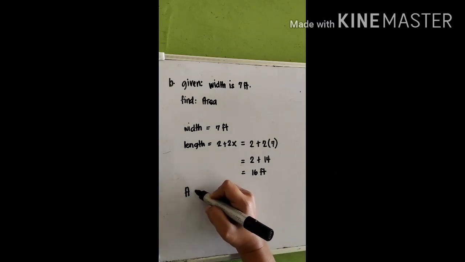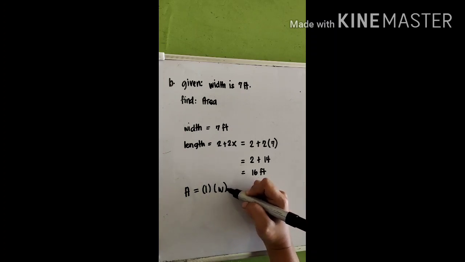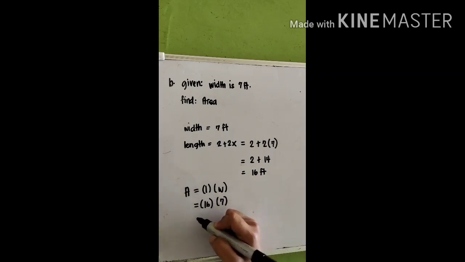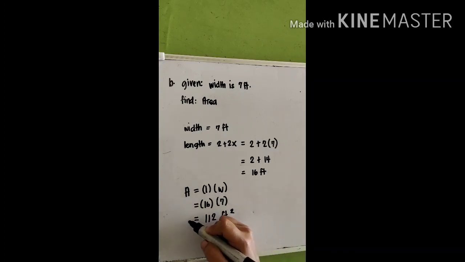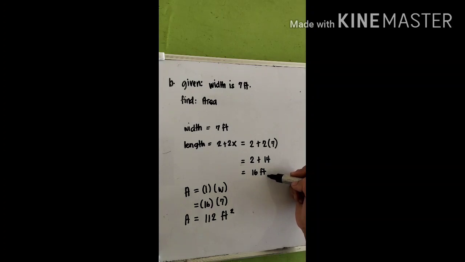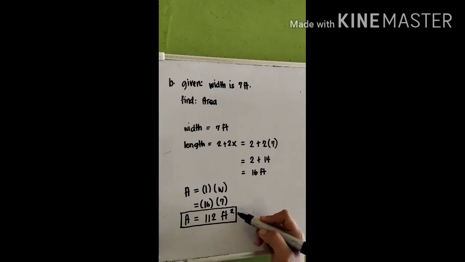So solving for the area, we have length times the width, and this is equal to the length is 16 feet, and the width is 7 feet. So 16 times 7, that is 112 feet squared. So the area of our rectangular pen, whose now width is 7 feet and whose length is 16 feet, is equal to 112 feet squared.